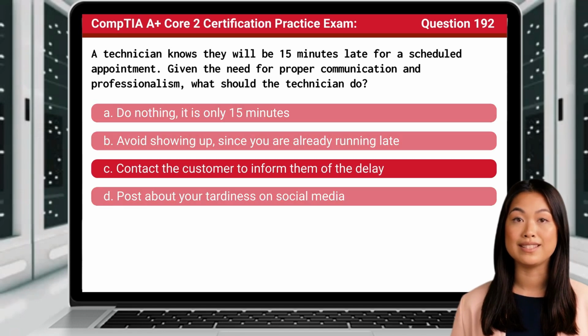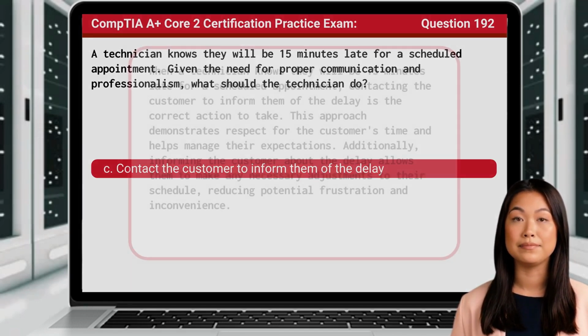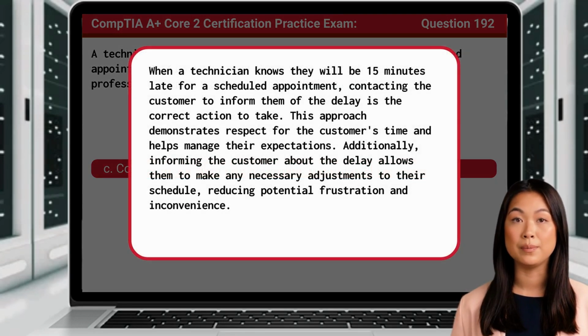The answer is C. Contact the customer to inform them of the delay. When a technician knows they will be 15 minutes late for a scheduled appointment, contacting the customer to inform them of the delay is the correct action to take. This approach demonstrates respect for the customer's time and helps manage their expectations. Additionally, informing the customer about the delay allows them to make any necessary adjustments to their schedule, reducing potential frustration and inconvenience.